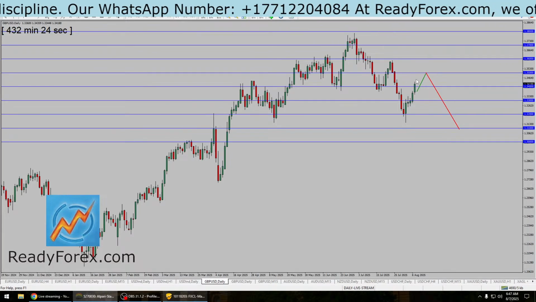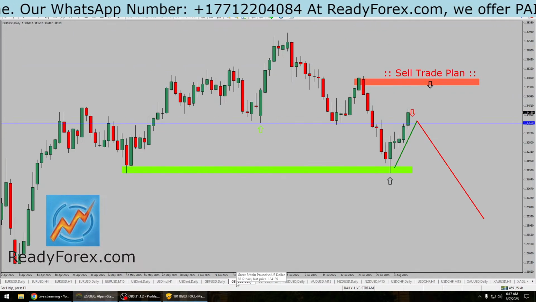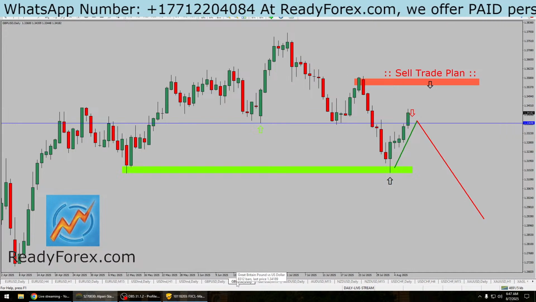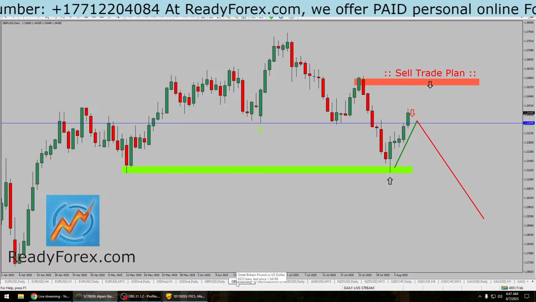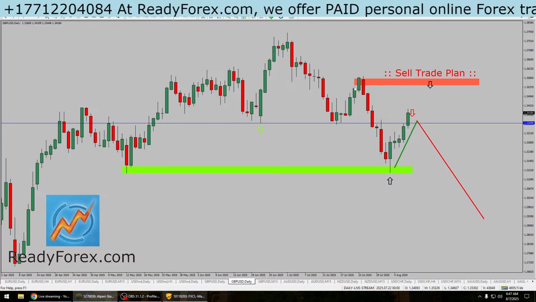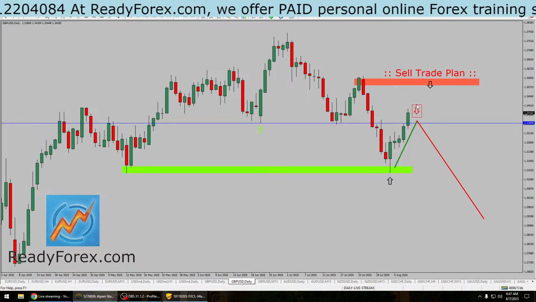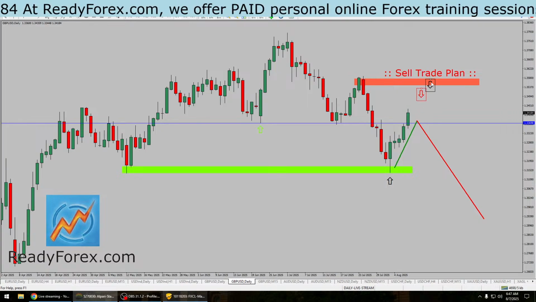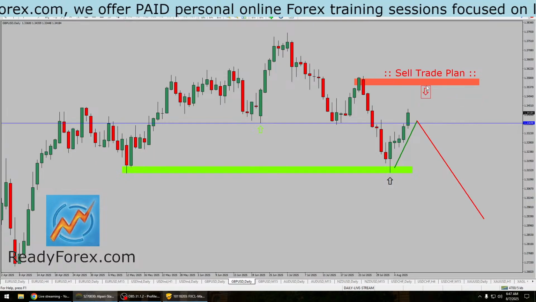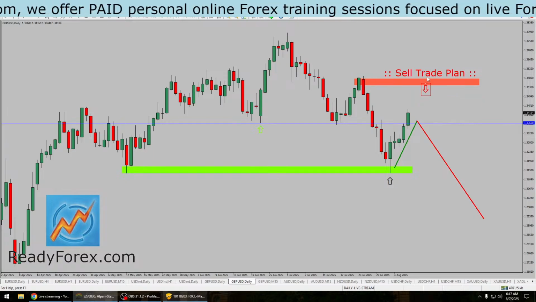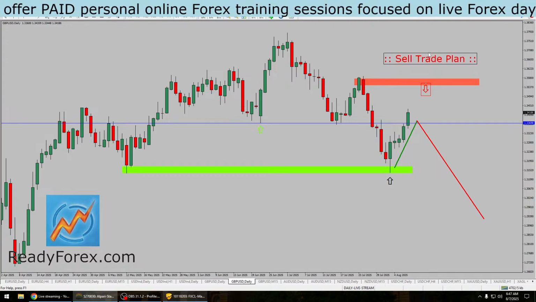I think we're going to get a top over here, but so far price is providing kind of a bearish pattern or a sell trade setup over here. A good idea is to wait for the price action to hit this red color highlighted area and then look for a sell trade.